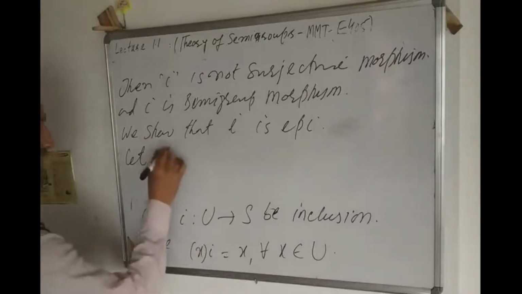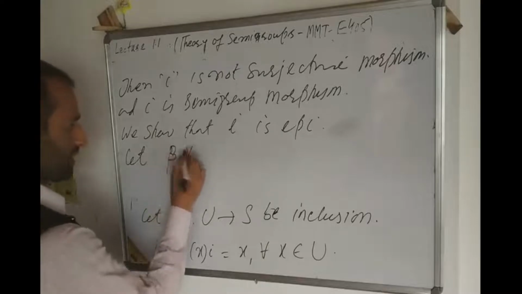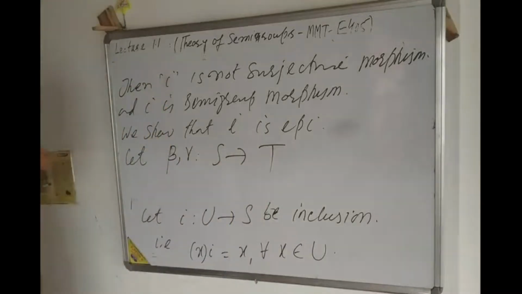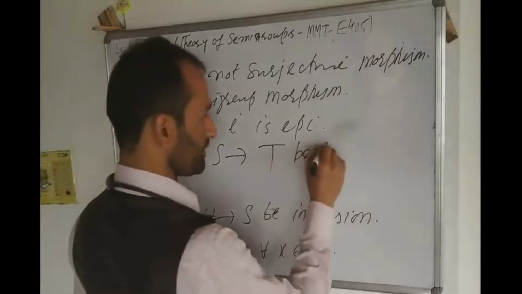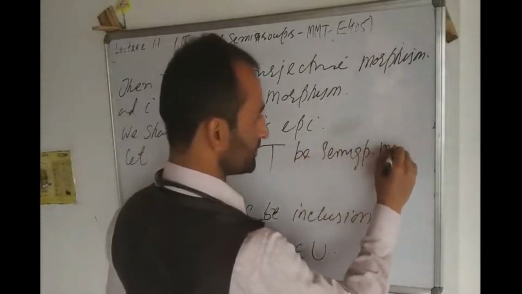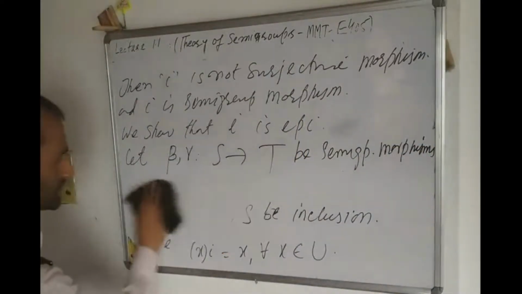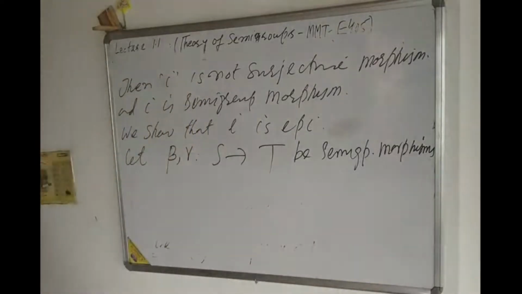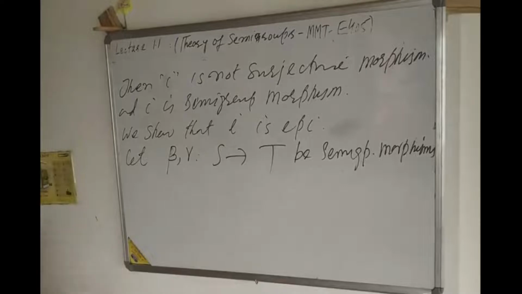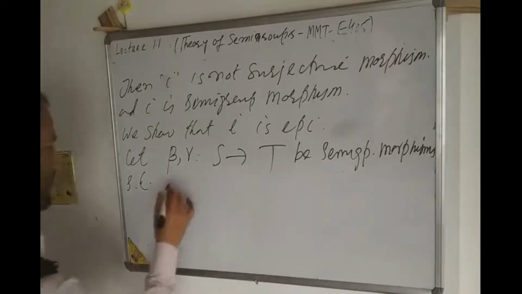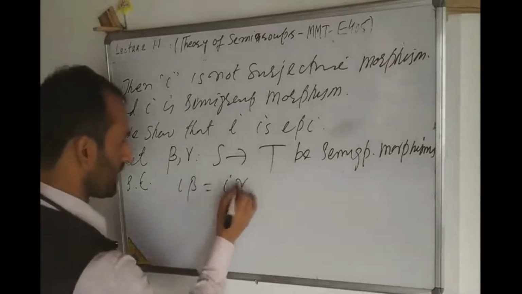Let beta, gamma be any two semigroup morphisms from S to T, where T is any other semigroup, such that I beta is equal to I gamma.